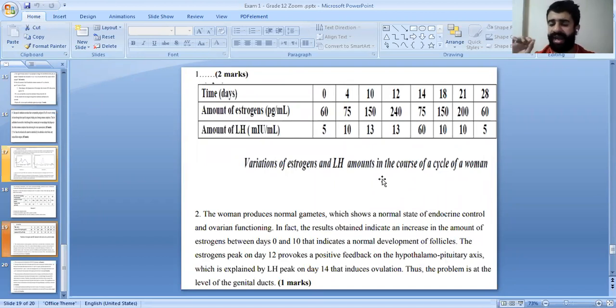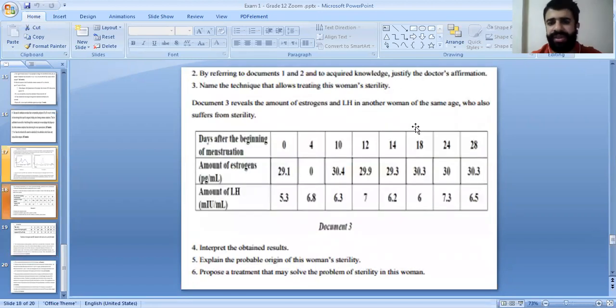The results obtained indicate that we have an increase in the amount of estrogen between day 0 and 10. This indicates that we have normal development of what? Of the follicles. While the estrogen peak on day 12 will provoke a positive feedback in the hypothalamus-pituitary axis, which is explained by the peak of LH on day 14. This will induce the ovulation. So the problem is not in the hormones, the problem is in the genital duct. Name the technique that allows treating this sterility: in vitro fertilization and embryo transfer.